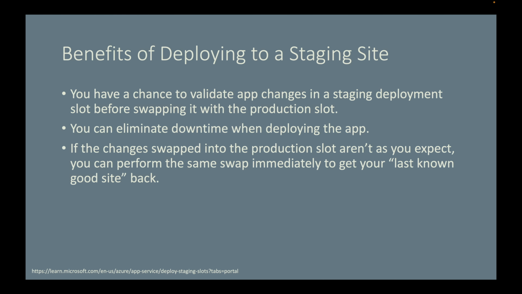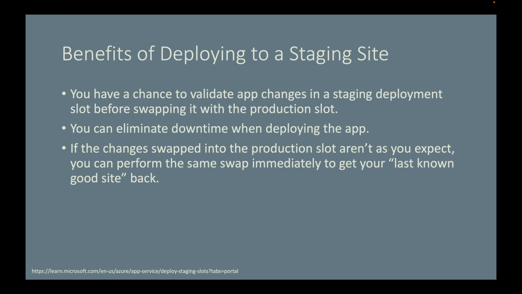So here, let's talk about the benefits of deploying to a staging site. Number one, you have a chance to validate app changes in a staging deployment slot before swapping it with the production slot. That's always a good idea. Number two, you can eliminate downtime when deploying the app, so your customers and users are happy. They are not interrupted because of the deployment. Number three, as I said before, if the changes swapped into the production slot are not as you expect, you can perform the same swap immediately to get your last known good site back.